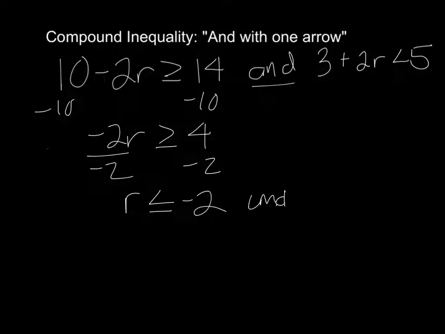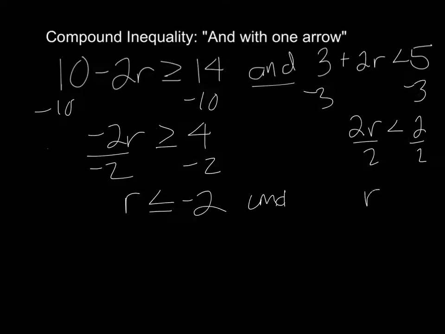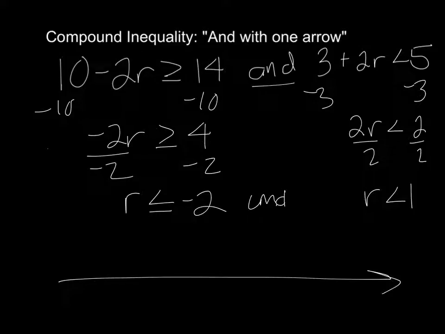And we'll solve the other side. I'll subtract 3 from both sides here to get 2r is less than 2. I'll divide both sides by 2, and I'll get r is less than 1. Okay, so we'll go ahead and begin to look at the solution to this on the number line. So let's put the key numbers in there. I'll put negative 2 on there and 1.